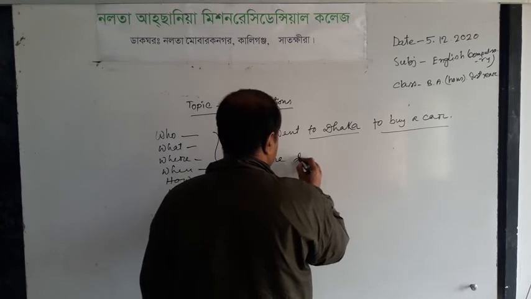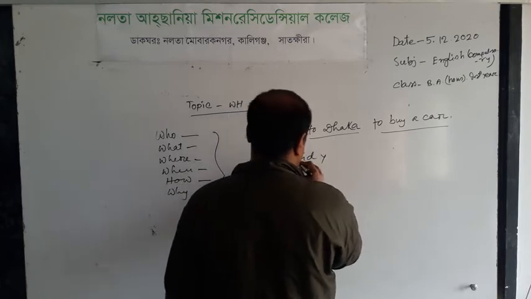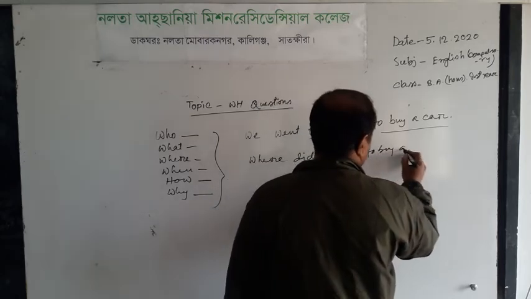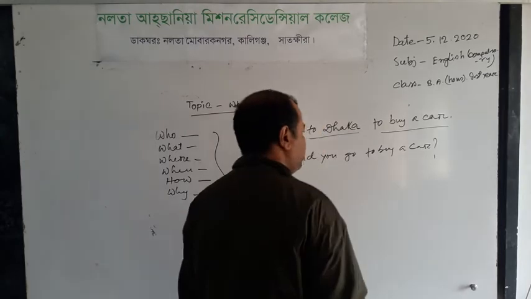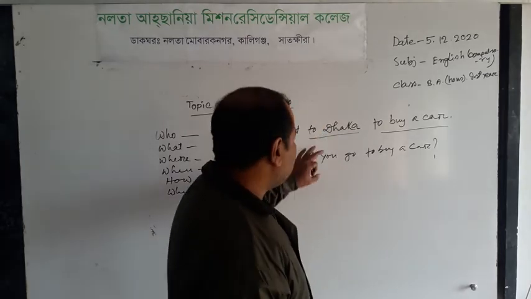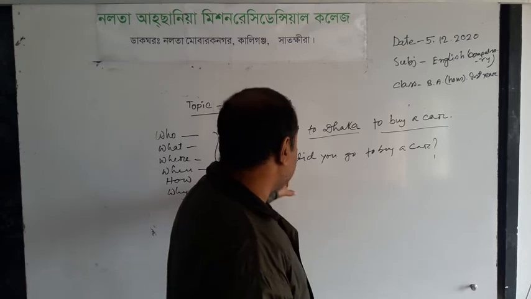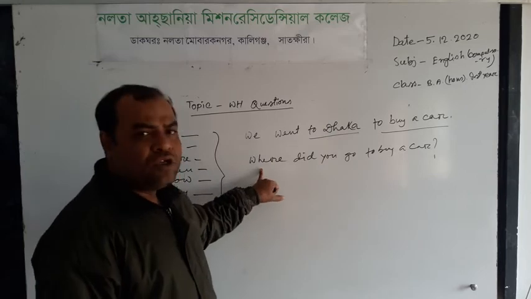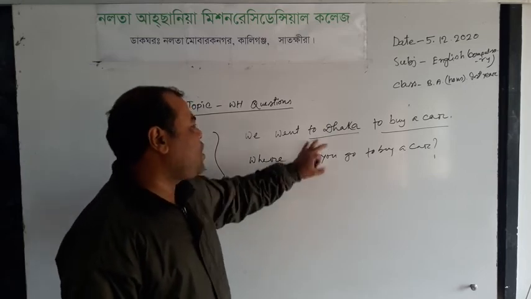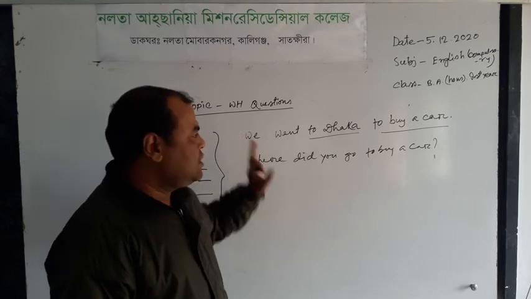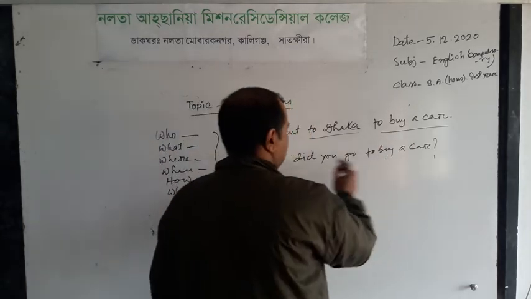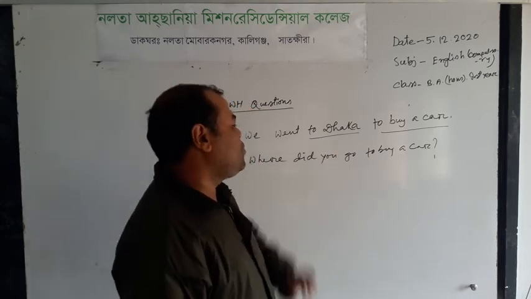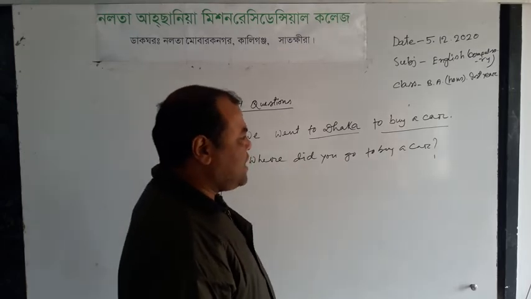Where did you go to buy a car? We have to omit that portion for which we have brought the WH question. We have brought the WH question where. So just the answer of where, to Dhaka, will be omitted. And all the words will be brought into the sentence. Where did you go to buy a car?